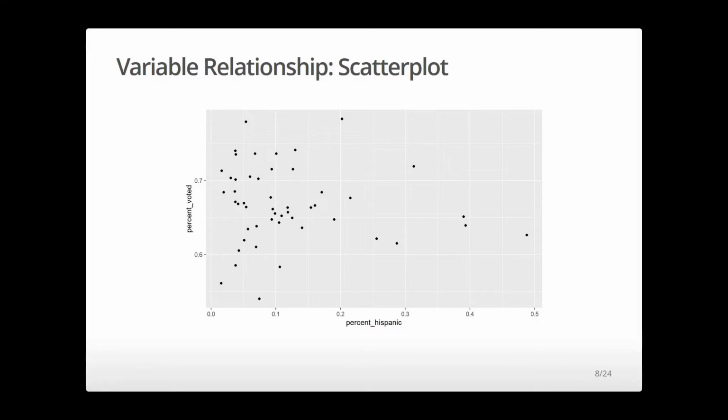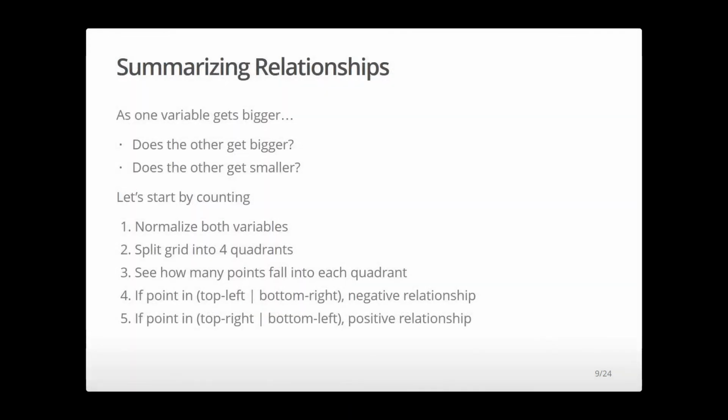A good place to start would probably be a scatterplot with one variable on the x-axis, in this case percent identifying as Hispanic, and the other on the y-axis, voter turnout. Let's see what we get when we do that. Well, I could draw some lines that would intuitively look like a good match, but that's not really a robust way of analyzing data. And anyway, there are a lot of lines that could look like a good match to these points. What I really want is some way to summarize the relationship between these two variables.